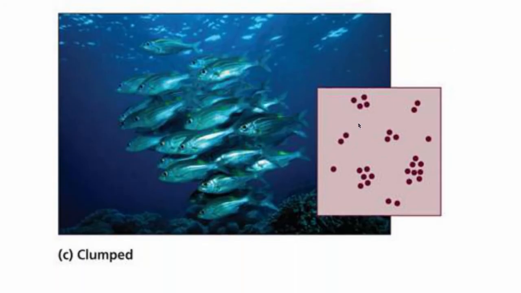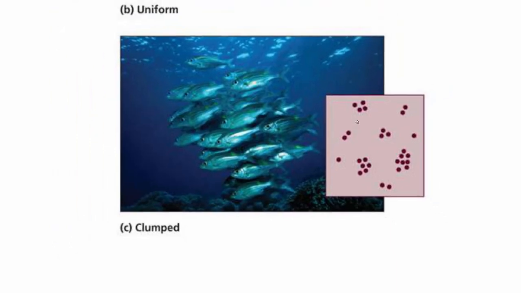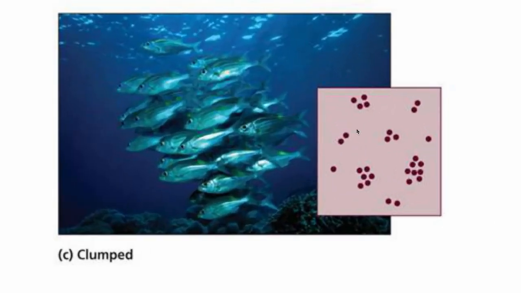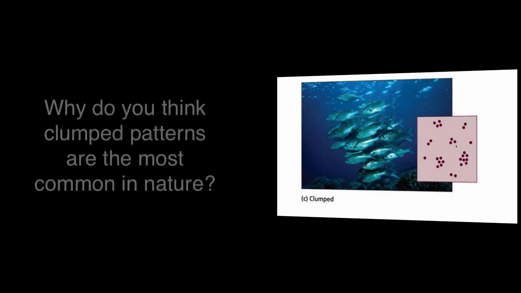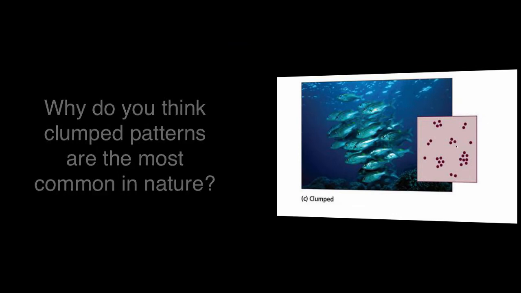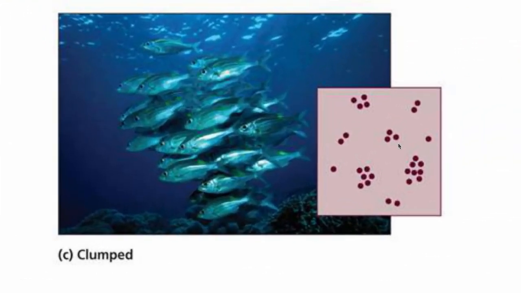The most common type of dispersion pattern is clumped. So you can see here, this is illustrated by these schooling fish. This clumped dispersion pattern illustrates groups of organisms living together. Now, it is important to consider scale when you're talking about a population's dispersion pattern.